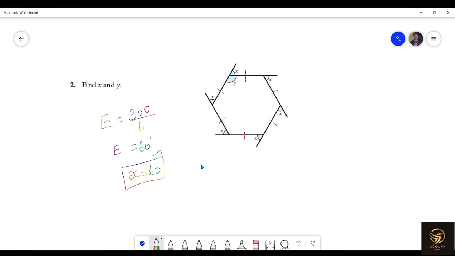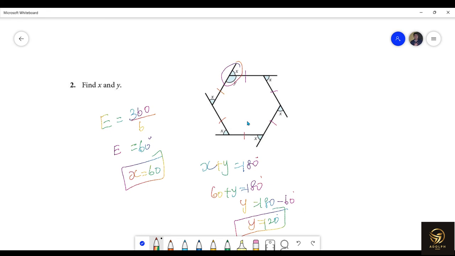After that, they said x plus y is 180, because from the previous slide, the property is that angles on a line add up to 180. So we will use x plus y equals 180, so x is 60, plus y equals 180. So the y value will be 180 minus 60, which is 120. So actually we had the number of sides, with the help of that we calculated the exterior angle, and then with the help of that we calculated the interior angle.